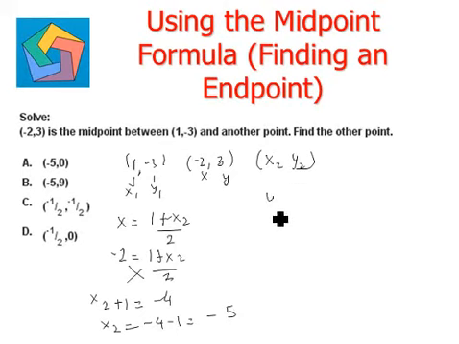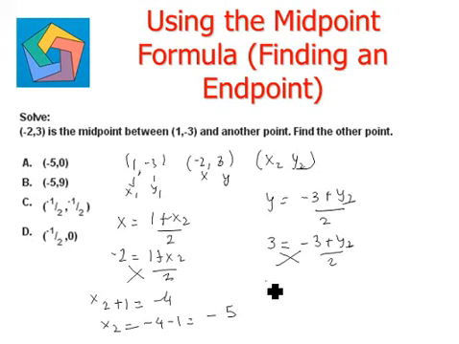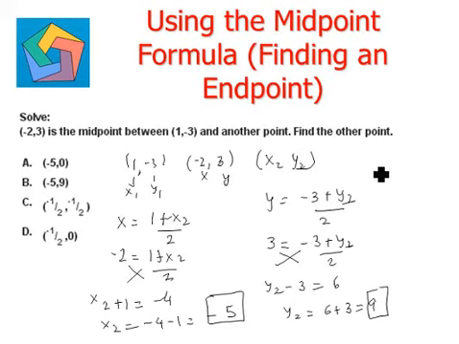So now y is given by y1, that is -3, plus y2 we have to find out, divided by 2. y has the value of 3 equals -3 plus y2 divided by 2. We cross multiply. y2 minus 3 equals 6. We add 3 on both sides. y2 equals 6 plus 3, which equals 9. So I have x2 as -5 and y2 as 9. So my other endpoint becomes -5, 9, which is the answer in option B.